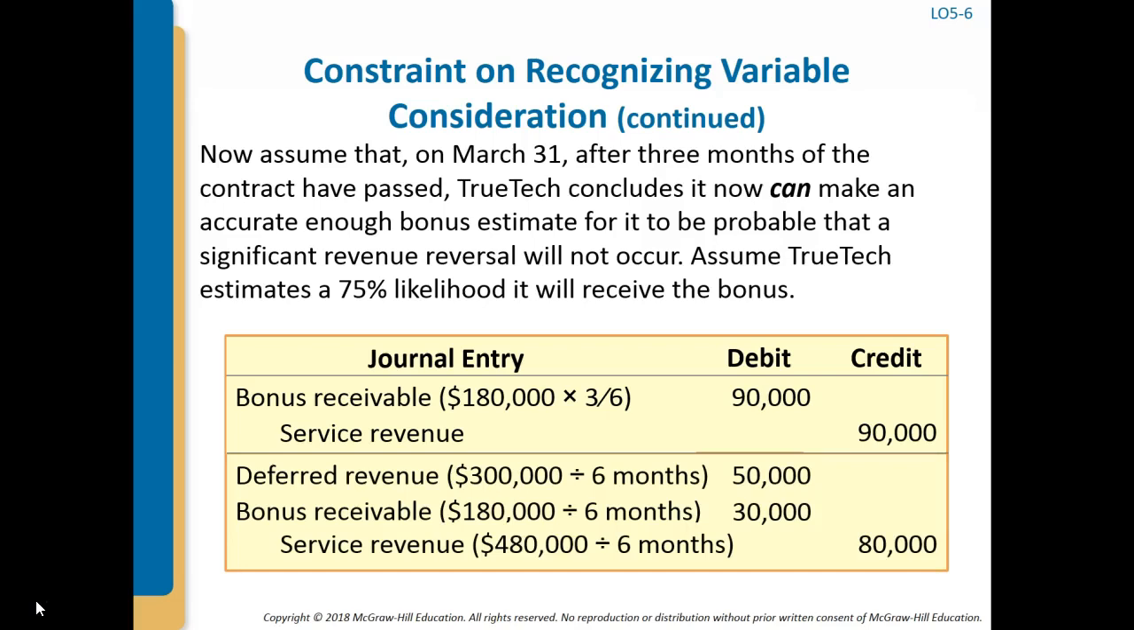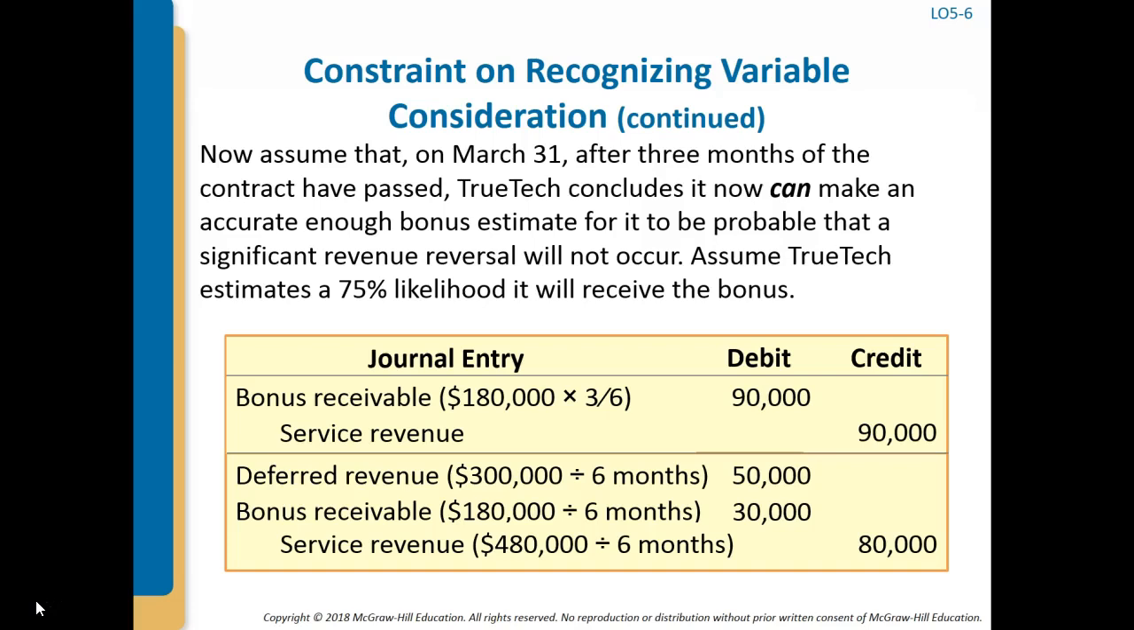So, as you see in this slide, TrueTech estimates a 75% likelihood it will receive the bonus and bases its estimate on the most likely amount of $180,000. Since on March 31st the contract is 1/2 finished, since we've already had 3 out of the 6 months, TrueTech then records a bonus receivable and service revenue for $90,000, which is the $180,000 times 3 months out of the 6 months. The cumulative amount that would have been recognized over the first 3 months of the contract if an estimate of variable consideration had been included in the transaction price to begin with.